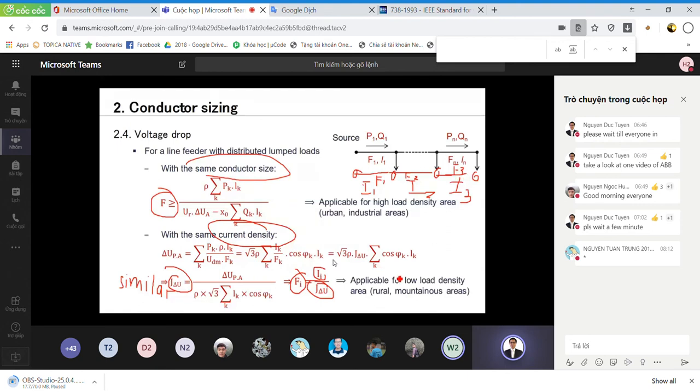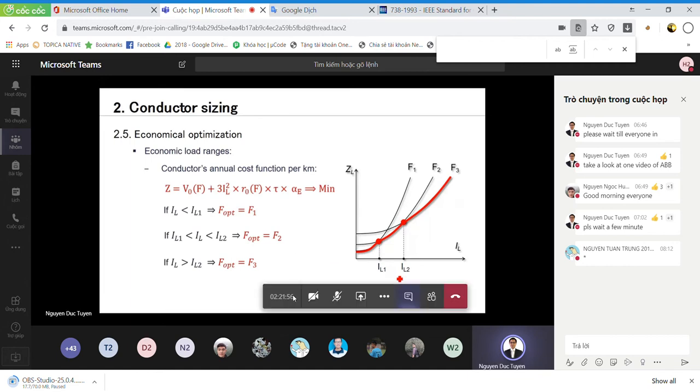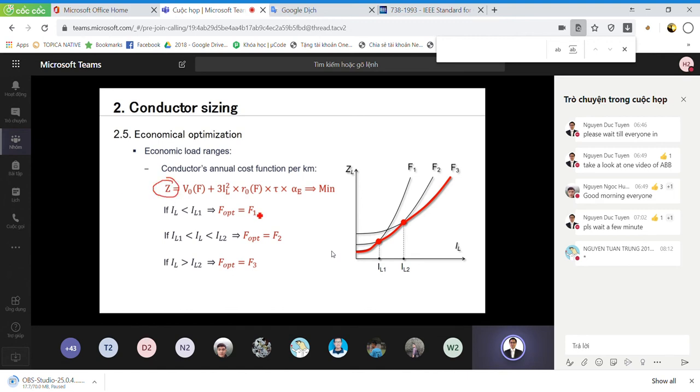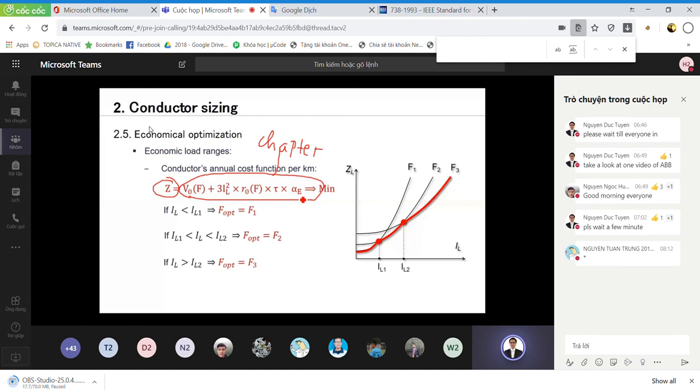And the final one of this second part. Sorry that we don't have enough time, so I need to speed up and manage it by myself. This one is very easy to understand. We have the capital cost, which maybe can also be found in chapter number 3, the economical comparison, chapter number 3.